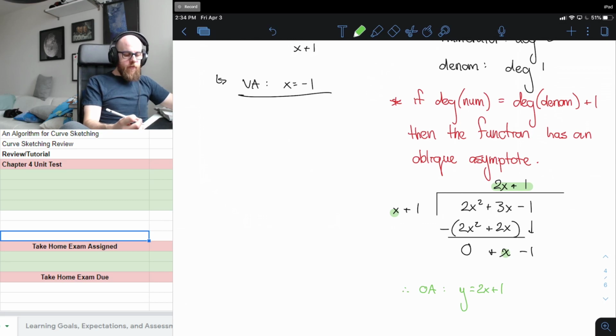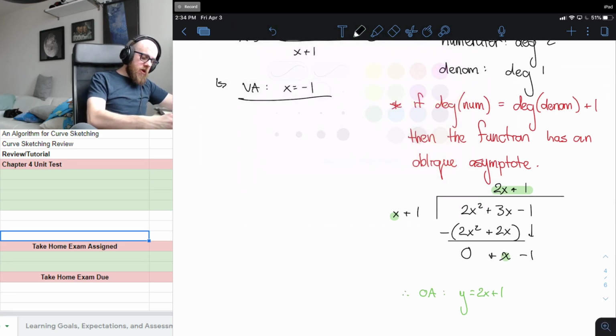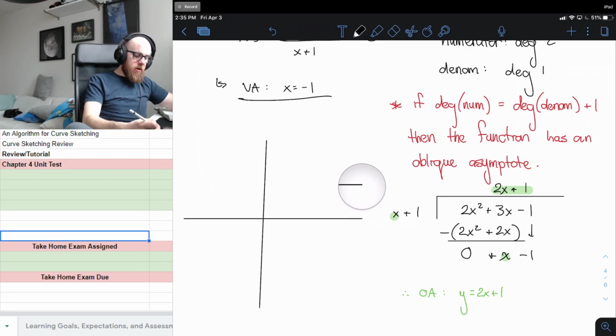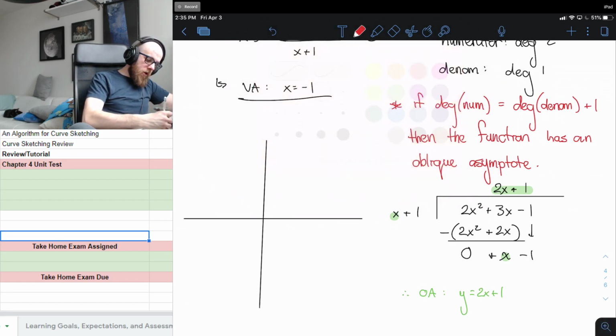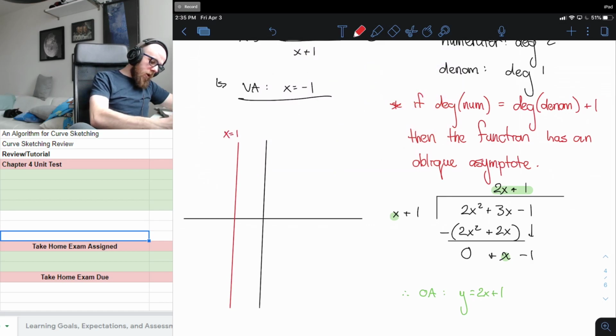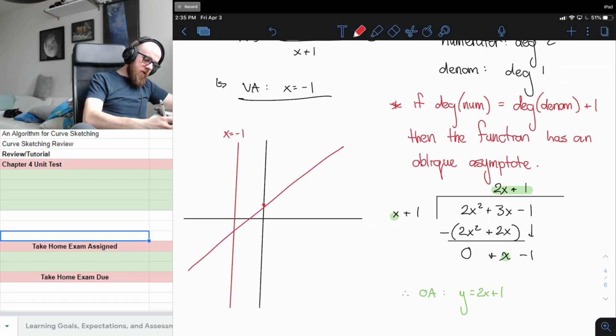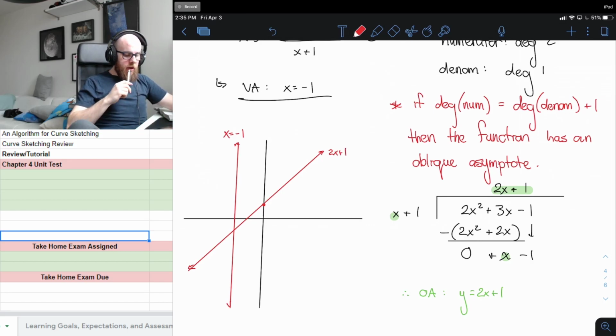Okay. And so what I can do now is start sketching this function, right? I know where my vertical asymptote is. I know where my oblique asymptote is, and so I can do a quick little sketch. So I have a vertical asymptote at negative 1, and an oblique asymptote at 2x plus 1. So my y-intercept is 1 and my slope is 2. So something like this. Again, it's a sketch. It doesn't have to be anything super precise here. So 2x plus 1.